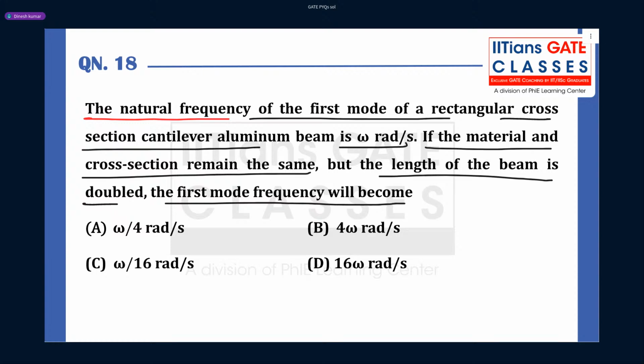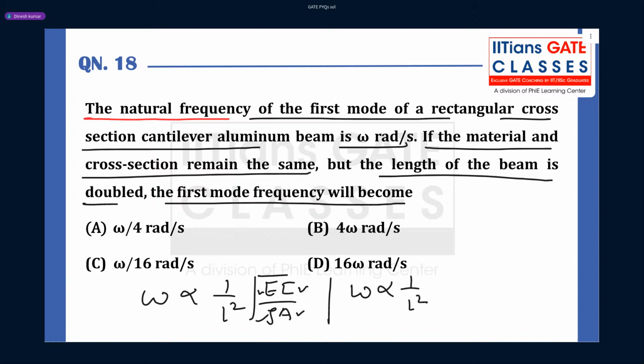So guys, in case of a beam, we all know the natural frequency for a continuous beam is proportional to what? It is proportional to 1 upon L square under root EI by rho A. Now guys, they are keeping the cross section same, so your A and I will not change. They are also keeping the material the same, so your E and rho will not change. So your omega is proportional to what? 1 upon L square.